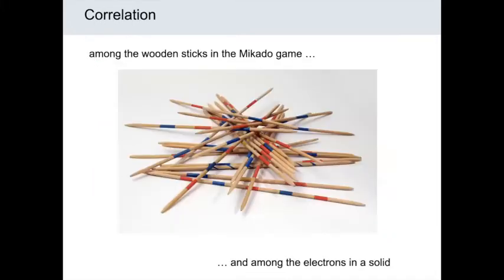So I like to start my talk with a simple picture for correlation, classical correlation in this case. I think everyone who has ever played this Mikado game knows that it's very difficult to remove one of those sticks without moving all the others. And that is because they are all in relation with each other, so they are, so to say, correlated. And the situation is a bit the same with correlated electrons in a solid.